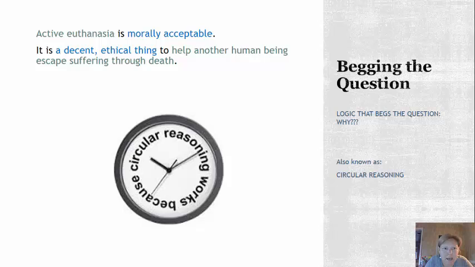So in this case, you can see active euthanasia is exactly the same thing as helping another human being escape suffering through death. That is essentially its definition. To say something is morally acceptable is the equivalent of saying a decent ethical thing. So they're saying the same thing over and over again, but they're not telling you why. Okay, this is your thesis. Why would you say that? You have given me no reason. So that is a fallacy.